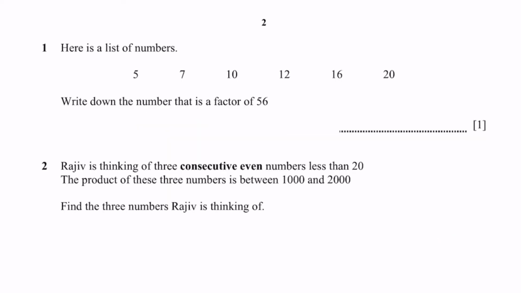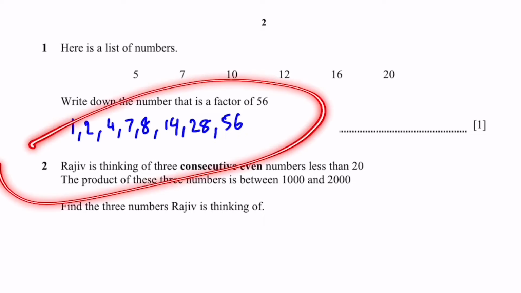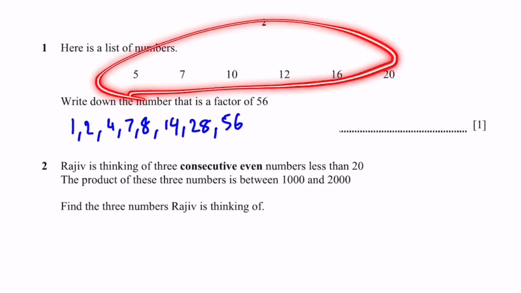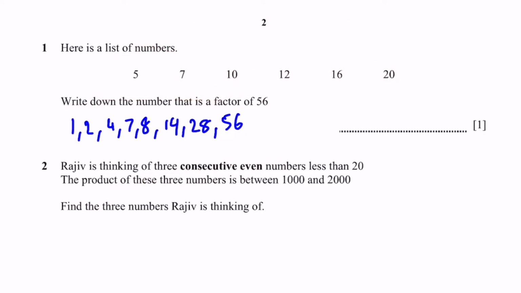Question 1. Here's a list of numbers. Write down the number that is a factor of 56. Let's look at all of the factors of 56. We have 1, 2, 4, 7, 8, 14, 28, 56. Out of these, which one number is also present in this? You have a 7 there, and that's the only one. So you write the answer 7.